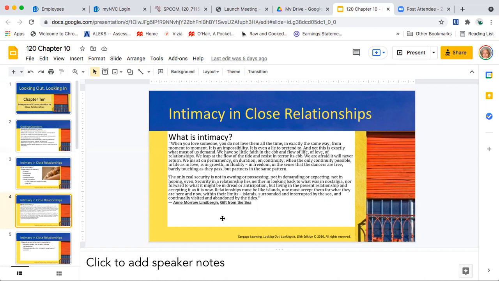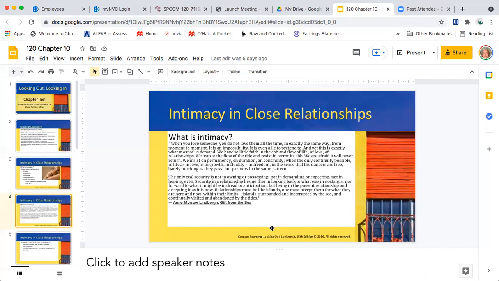Relationships must be like islands. One must accept them for what they are here and now within their limits. Islands, surrounded and interrupted by the sea, and continually visited and abandoned by the tides.